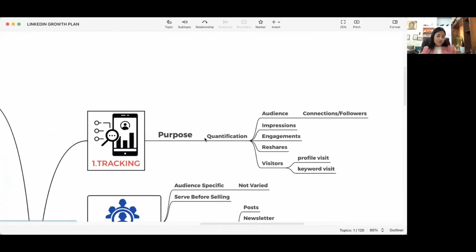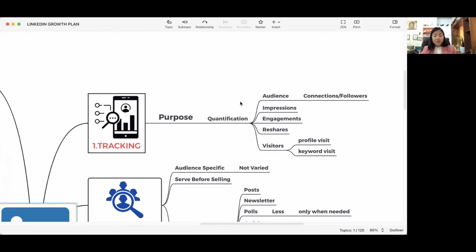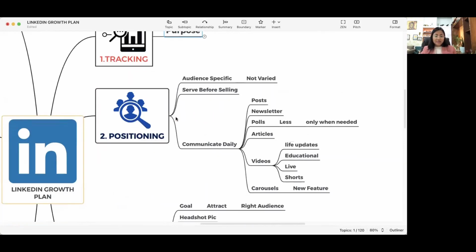So if you want to grow, you have to measure. If you want to measure, you need to know what you are going to measure. So these are the things one can measure. So that is tracking. Then next is positioning.